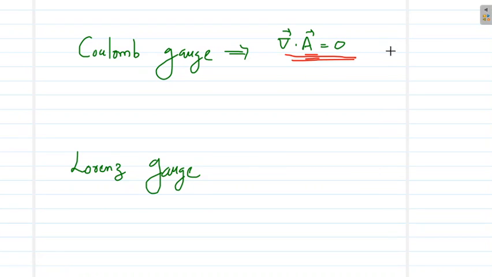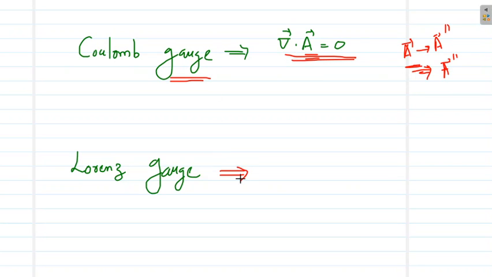You have different values of A bar. A bar can be changed to A dash. It can be again changed to A double dash or triple dash by adding and subtracting del lambda. And for one particular A bar, you might get del dot A bar equal to 0. That condition and that A bar is used in Coulomb gauge to get the final results. So del dot A bar equal to 0 is the Coulomb gauge. We choose that particular A bar for which del dot A bar equal to 0.